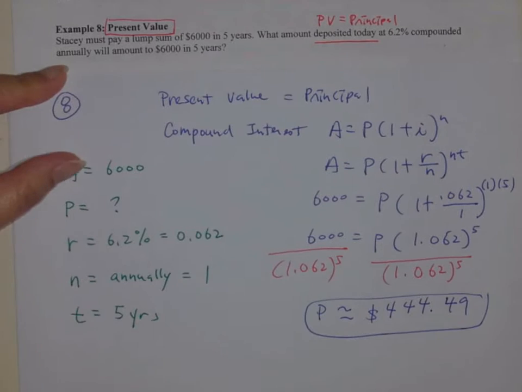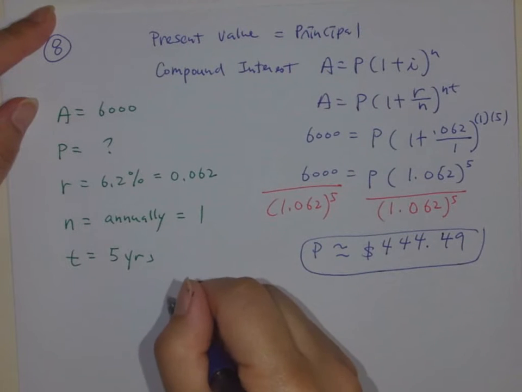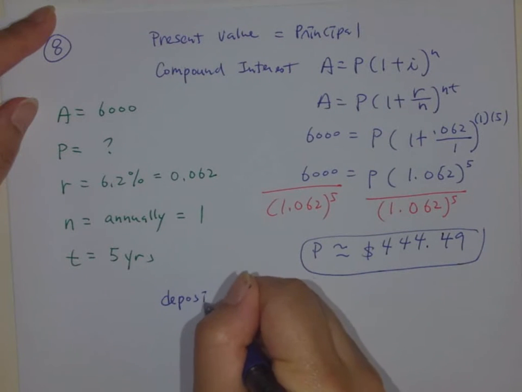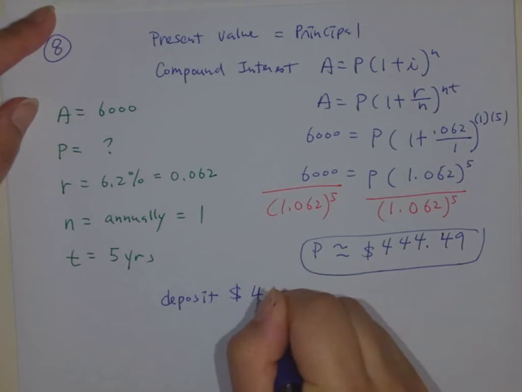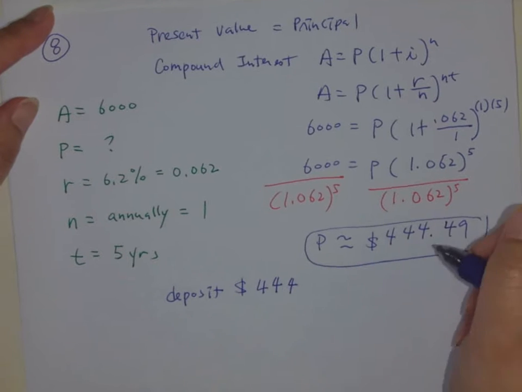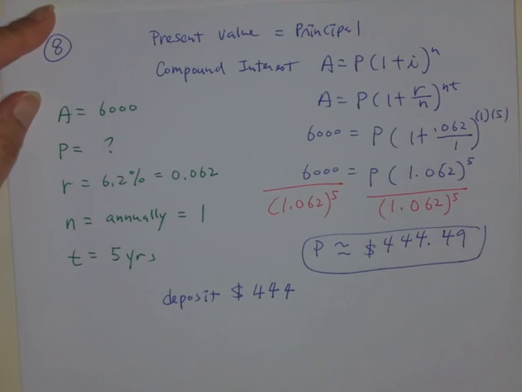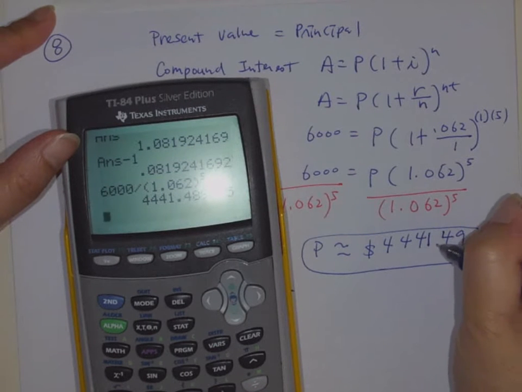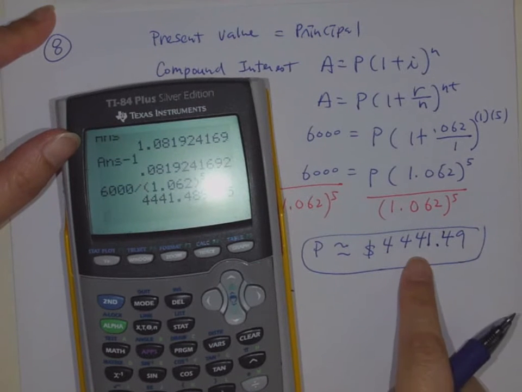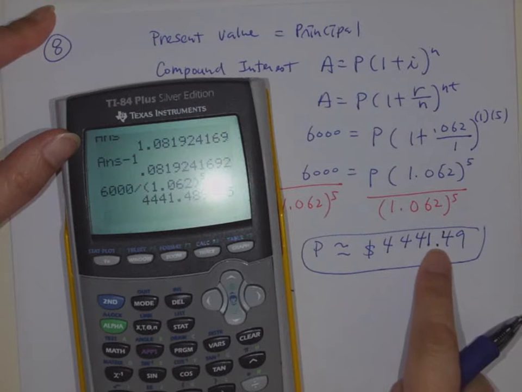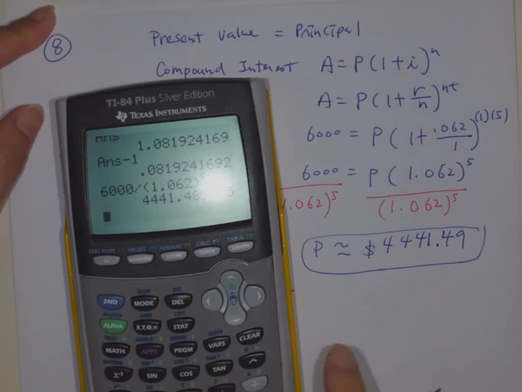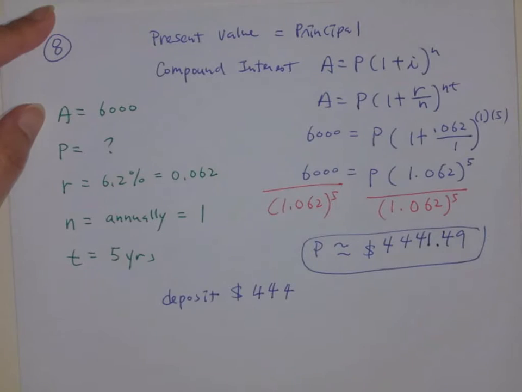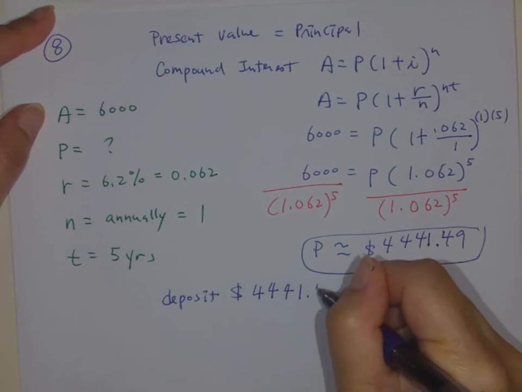So this is saying that she needs to deposit $4,441.49. Oh, I didn't write it right. This is $4,441.49. So like if it's $444.49, it would not be reasonable, right? I should not get 6,000 out, right? So hopefully you look at your answer and make sure it's reasonable, so you don't make a mistake.